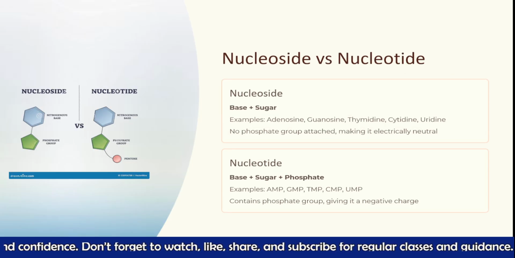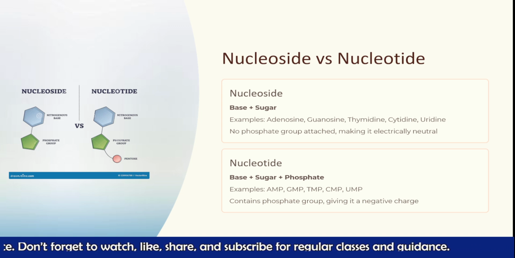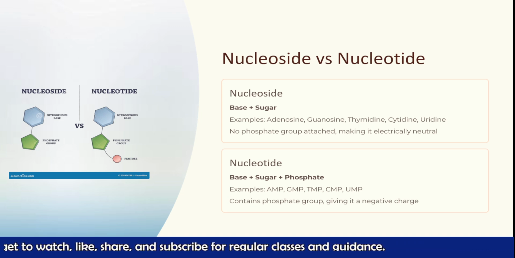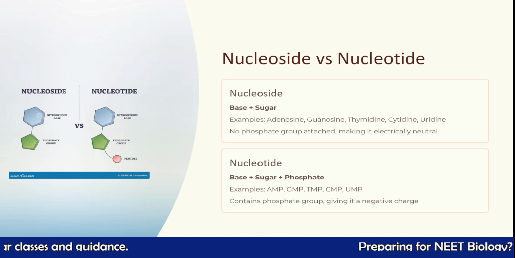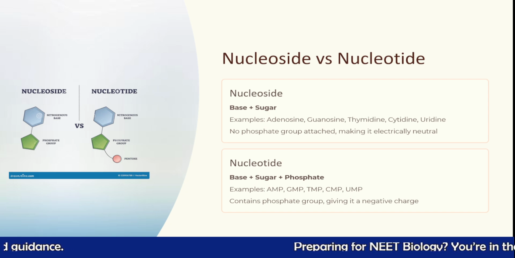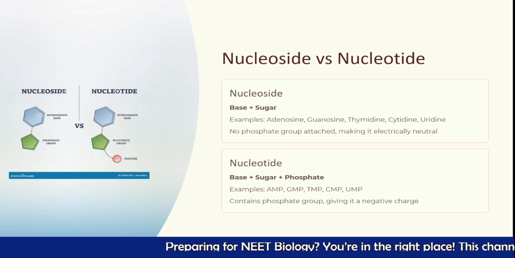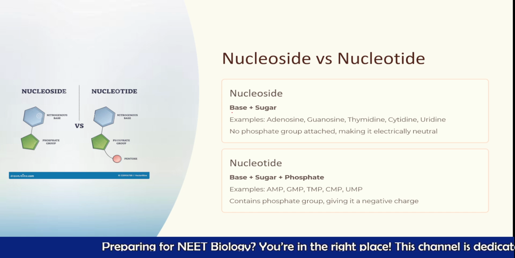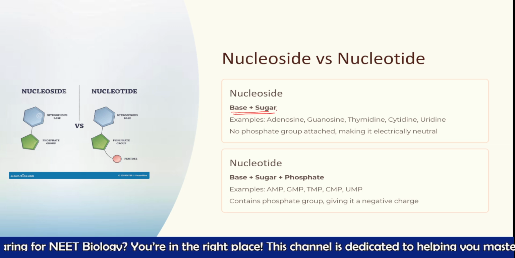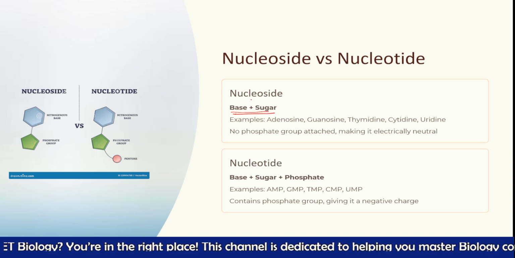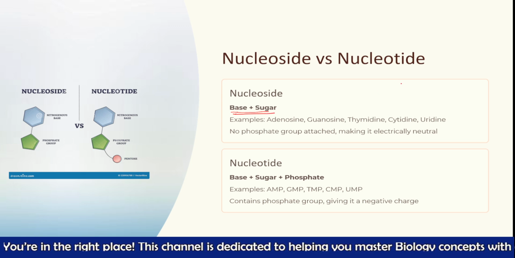Then there is a term nucleoside. You can expect a question from this topic: what is the difference between a nucleoside and a nucleotide? We know that a nucleotide consists of three components: the nitrogen base, the sugar, and a phosphate. But a nucleotide without the phosphate group is called a nucleoside. That means only the nitrogen base and sugar are there.